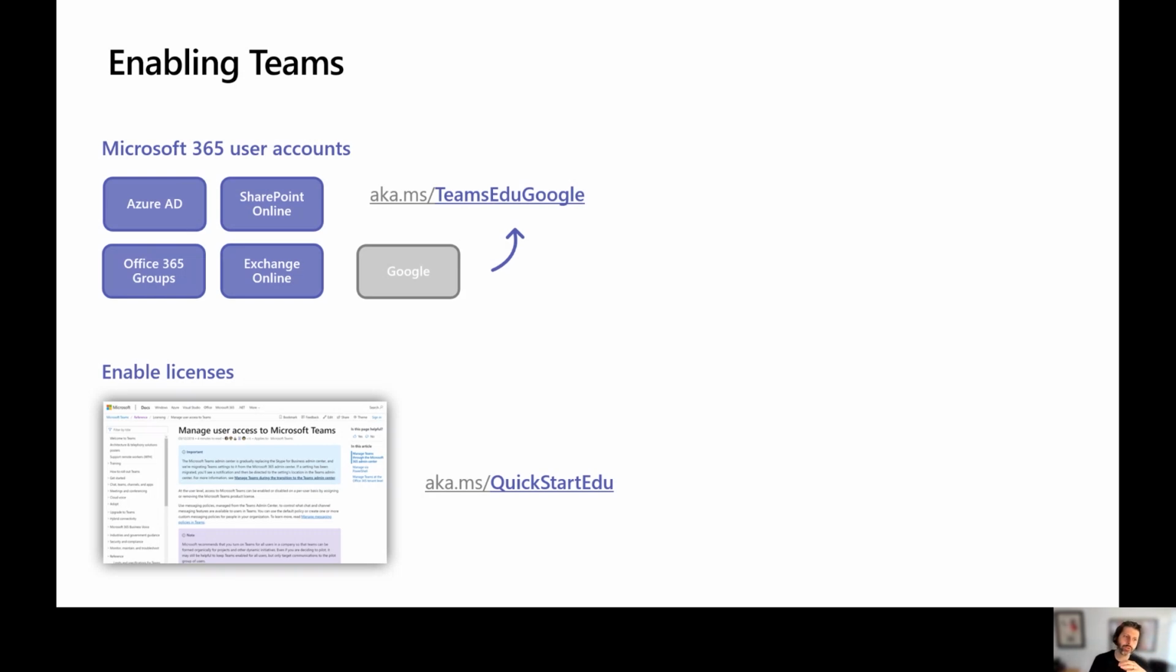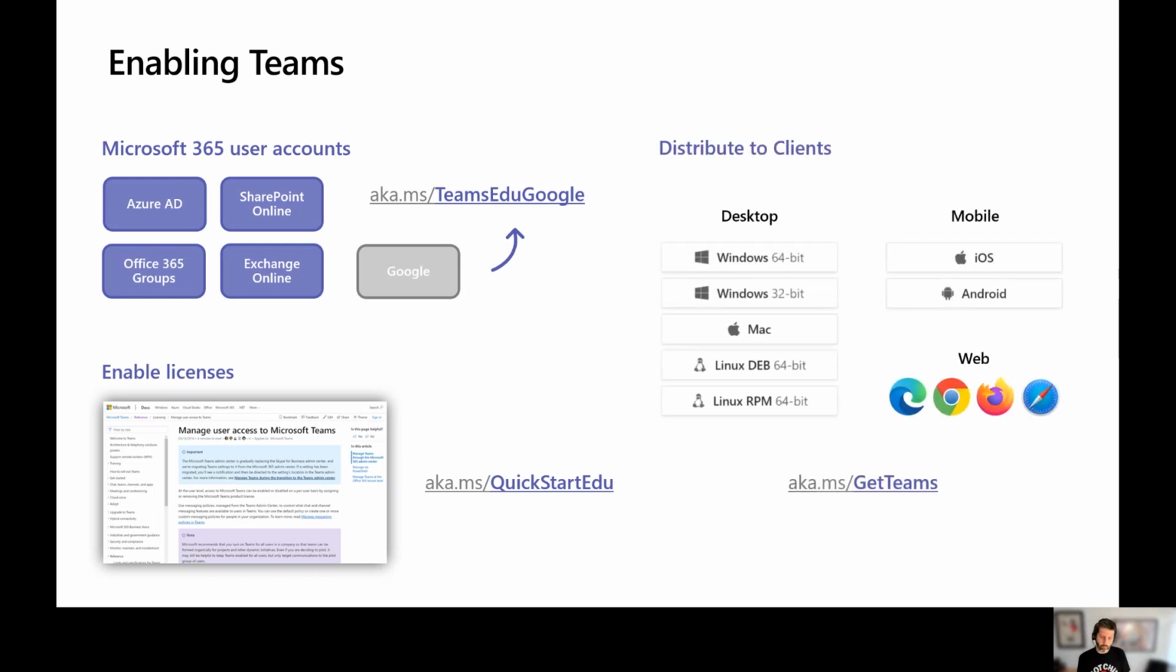The next step is really to enable licenses. So you're going to create the accounts, you're going to assign licenses to users. I'm simplifying this here. We have detailed documentation, and you can get that through aka.ms/quick start EU.